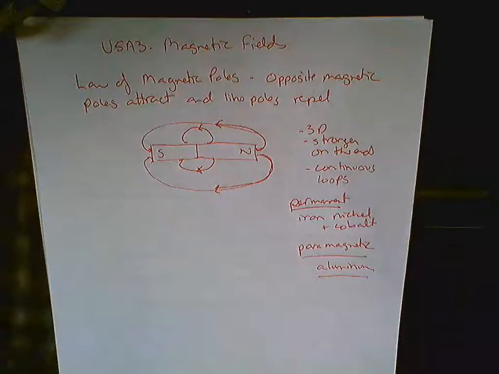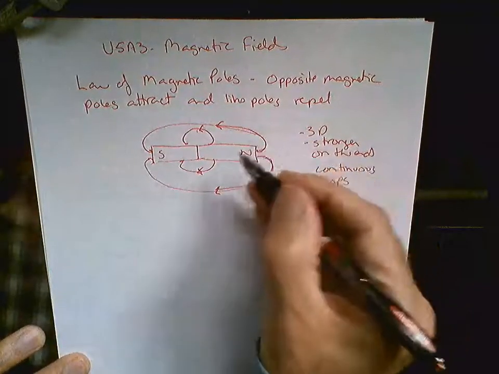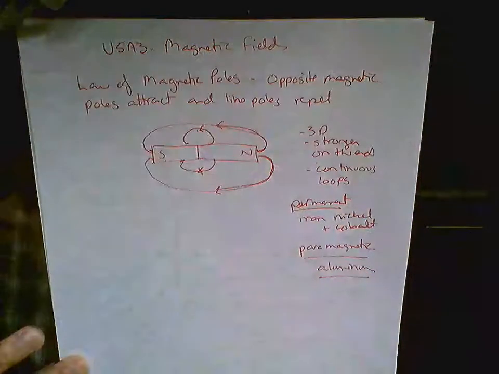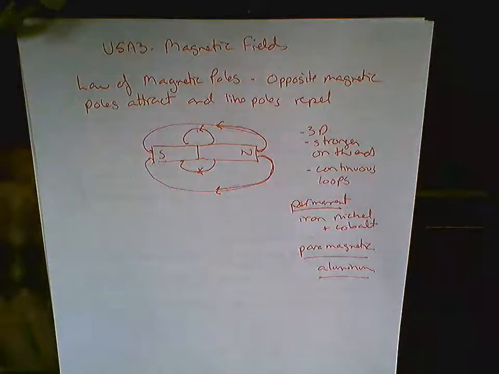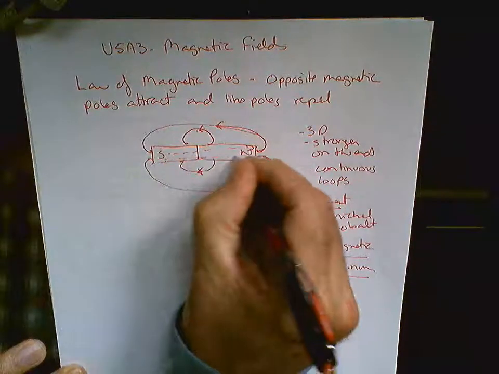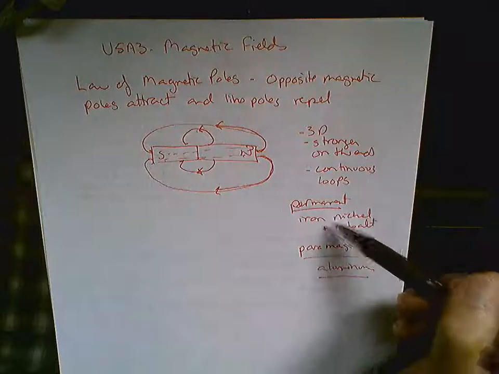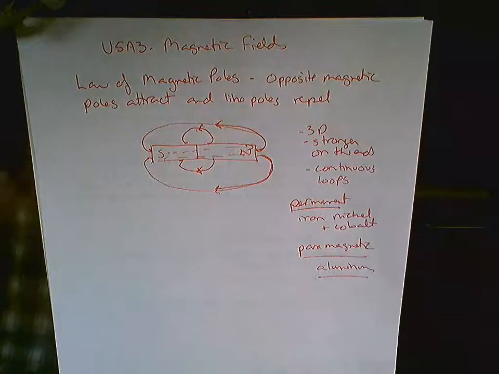They're three-dimensional, so not only do they go along the page like this, but they would come out like this when they loop. They are continuous loops, so they come back through the magnet as they're going. Now, when we talk about magnetic substances, permanent magnets, we'll talk about iron and nickel primarily, but cobalt is also a permanent magnet.